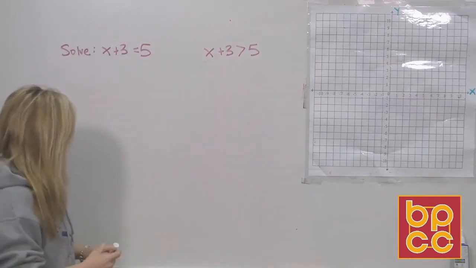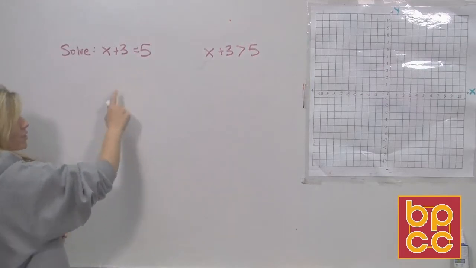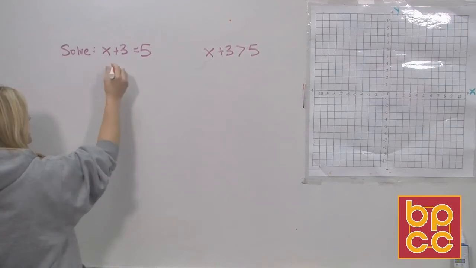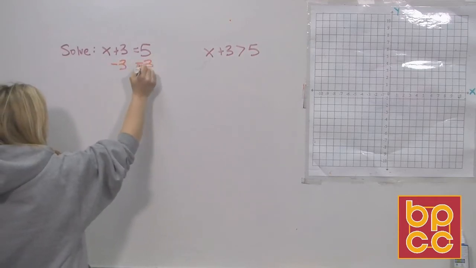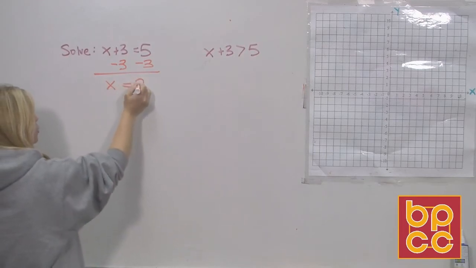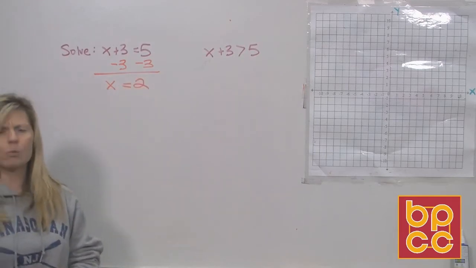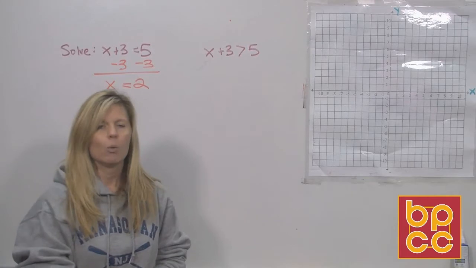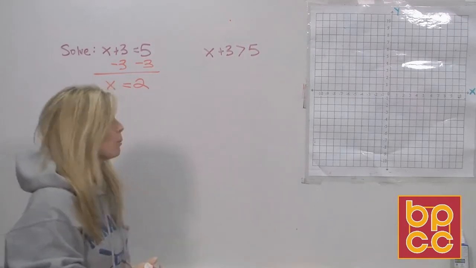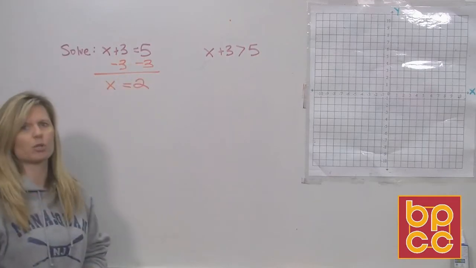So let's just review. If I asked you to solve this equation, that means to isolate the variable. So to get x by itself, you would subtract 3. And your solution set would be x is equal to 2. So what does that mean when x equals 2? Well, we all know that means that's the only answer. The only answer that will make this equation balance is the number 2.